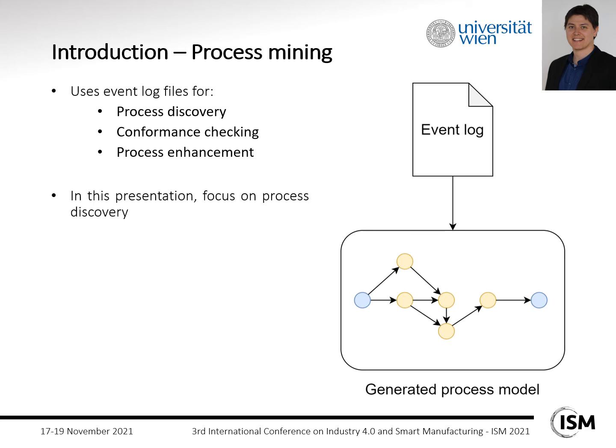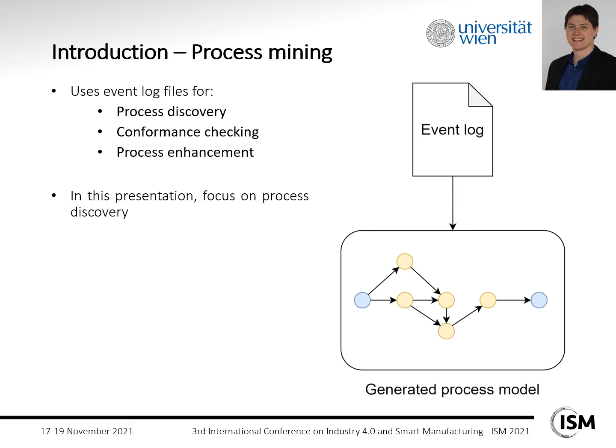Process mining is used in three major categories. The first category is process discovery, which focuses on the discovery of a process model out of a process event log. The second category is conformance checking. The goal of conformance checking is to compare an event log with a given process model and find out how well it conforms to the original model.